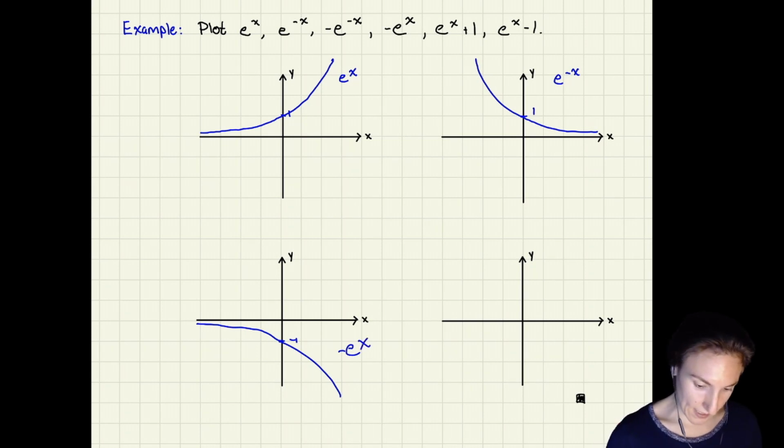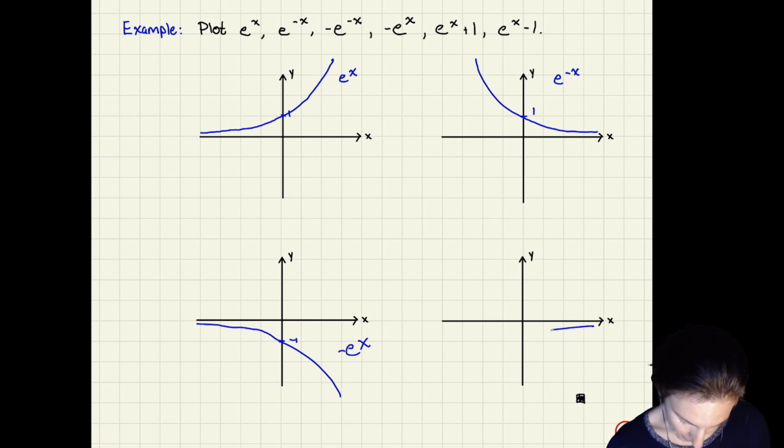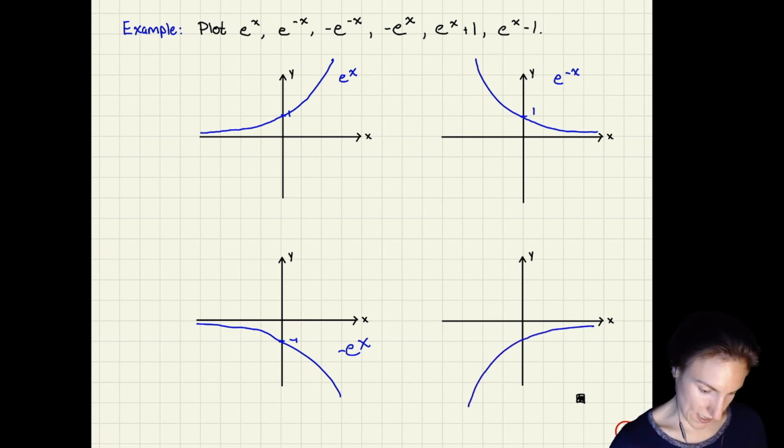And similarly, if I look at e to the negative x and then I add another negative in front of it, it's the same thing. This is going to be reflected about this axis. So it'll look something like this right here. Okay, so this is negative e to the negative x.